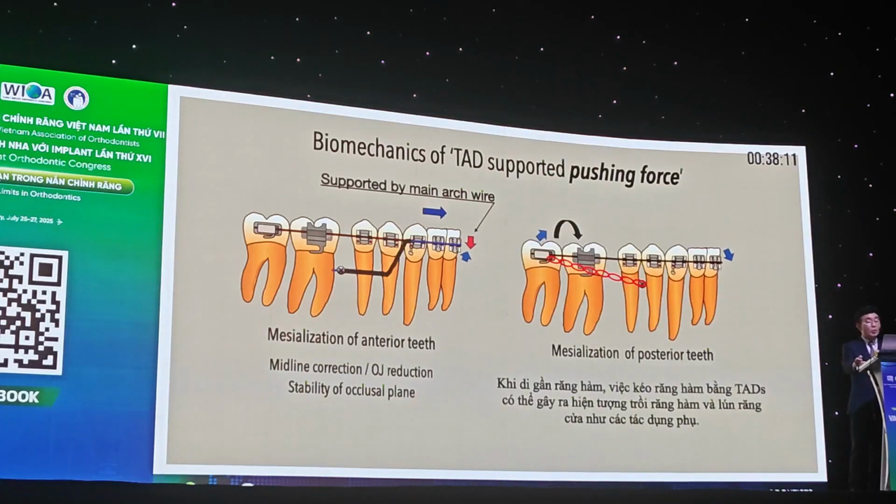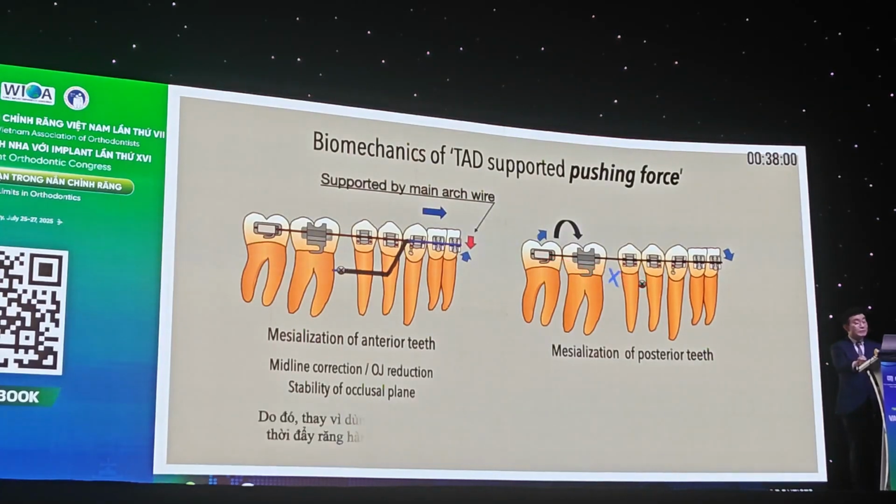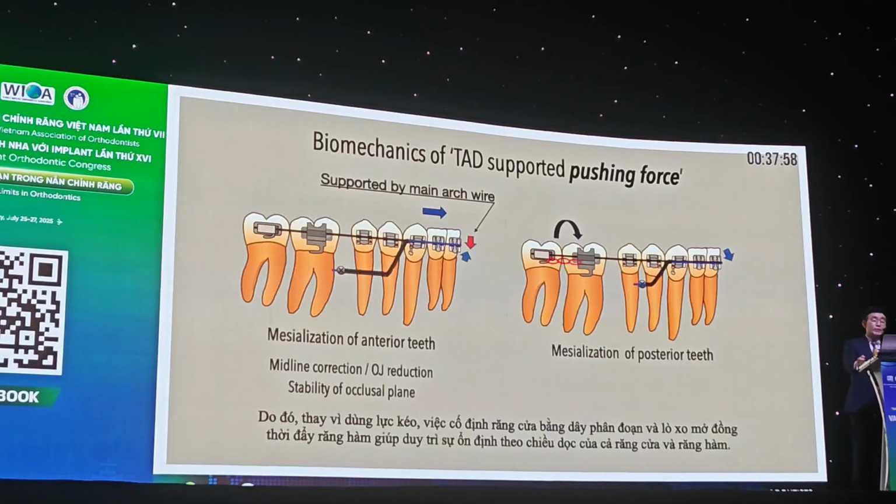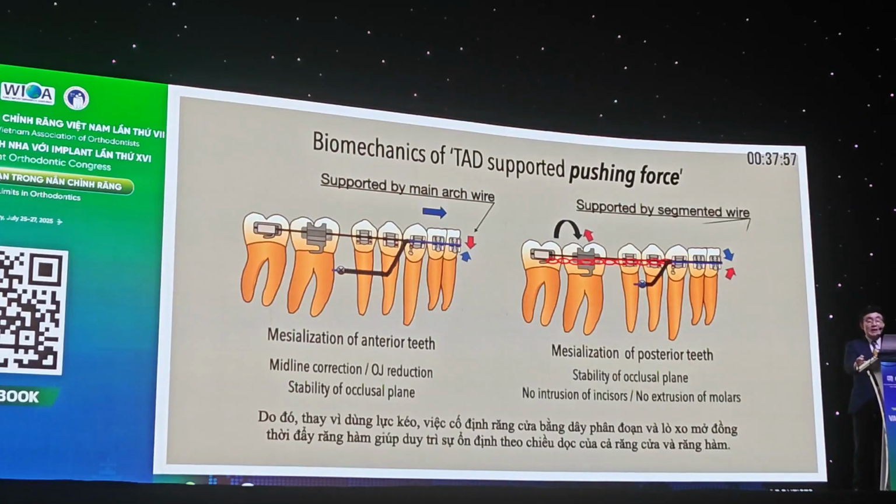And when advancing the molars, pulling from the front with TADs may lead to extrusion of the molars and intrusion of the incisor as side effects. Therefore, rather than employing a pulling strategy, stabilizing the incisors with segmented wire and open coil while advancing the molars maintains vertical stability for both the incisors and molars.